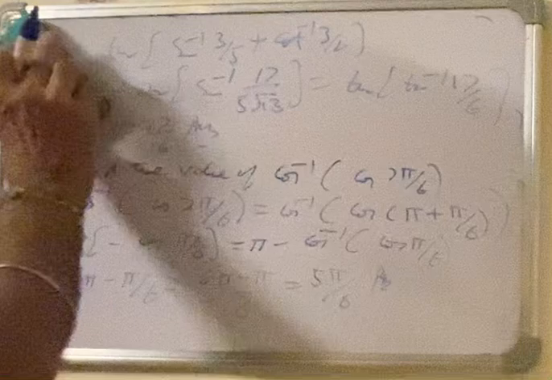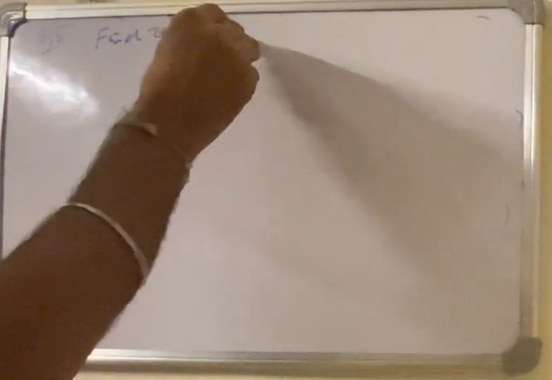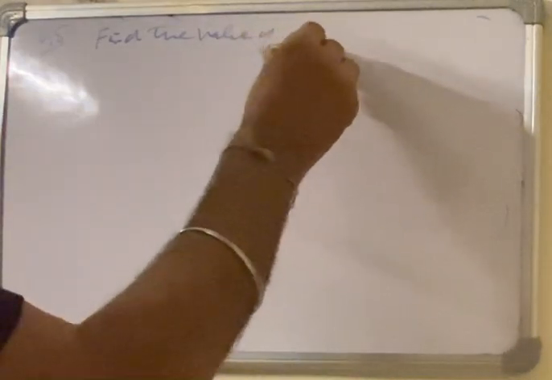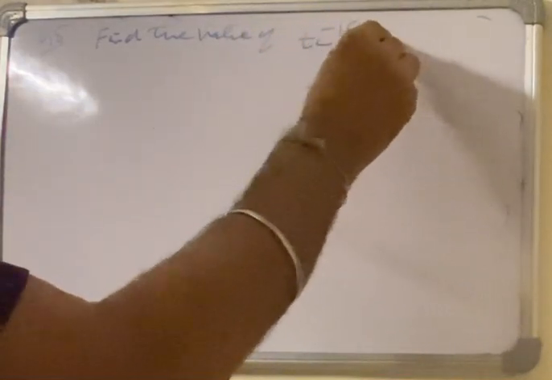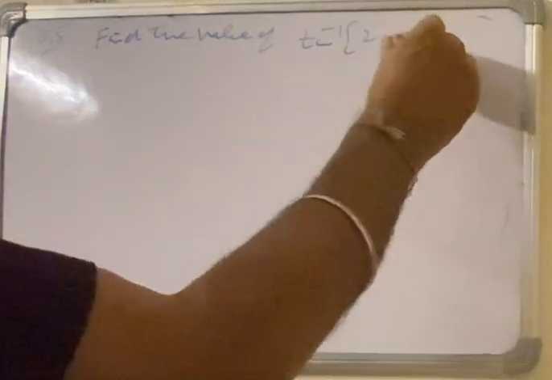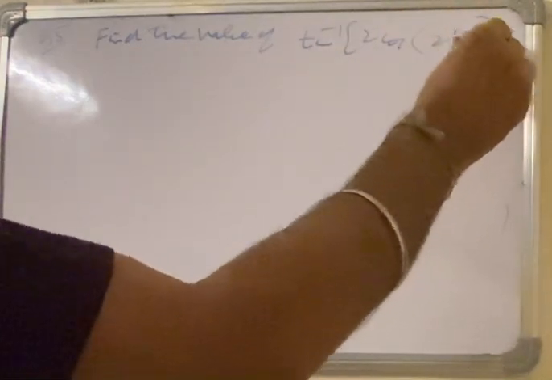Then we take the fifth question. Find the value of tan inverse of 2 cos of 2 sin inverse half.